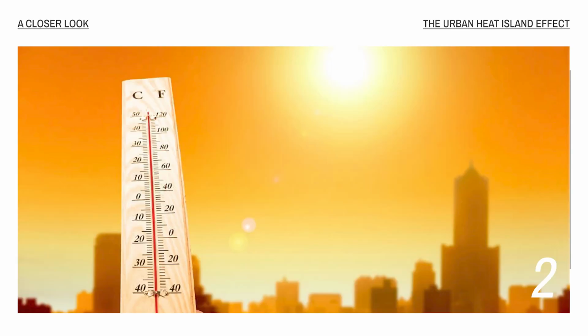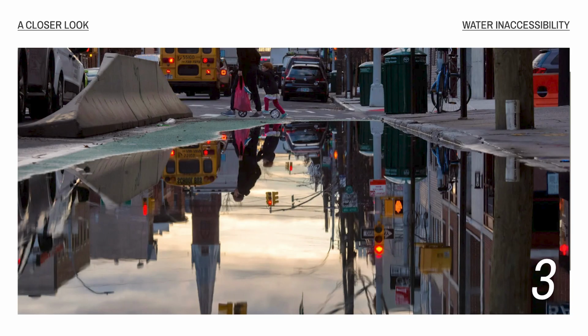And then there is the urban heat island effect. So cities become hotter than the countryside because materials like concrete and asphalt absorb and retain heat while green space is limited. The third major issue is accessibility to clean water. Poor water quality often runs off into ponds, rivers, and lakes near the city.